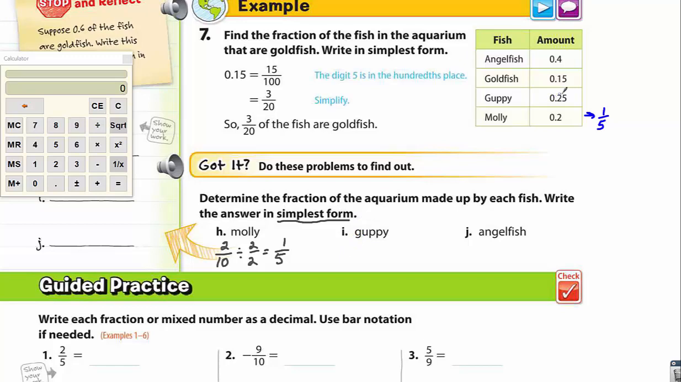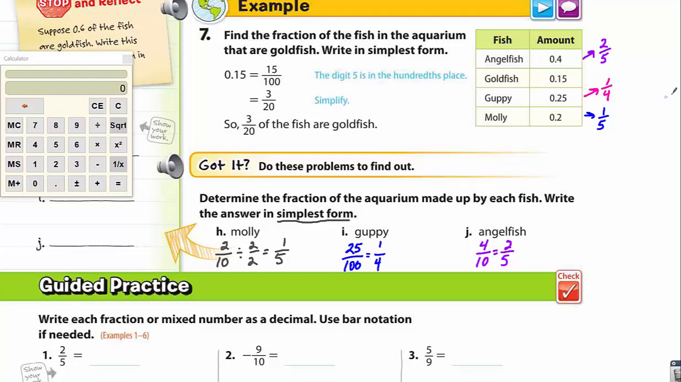All right, 0.25, that's probably one that many of you remember. So that's 25 hundredths. 25 goes into 25 once. 25 goes into 100 4 times. So this is 1/4. And finally, the angelfish, well, they were 4/10. 2 goes into 4 twice. 2 goes into 10 5 times. They are 2/5.